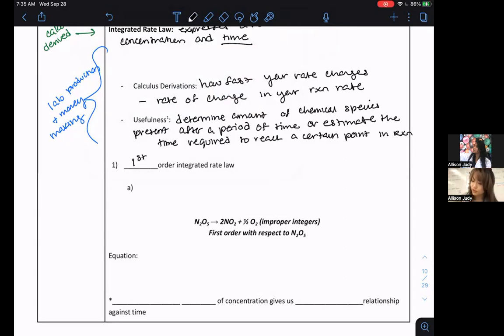So first order integrated rate law tells me, okay, one second. Let me just quickly zoom in on some of my notes. First order integrated rate law tells me that first order integrated rate reactions have a direct relationship between the concentration and rate.